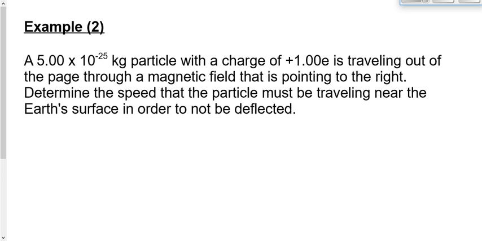Now, I want you to make a couple corrections to this question on your page because there's a couple typos here. Firstly, we're missing the magnetic field. This is a magnetic field that's caused by the Earth, so its value is going to be in that range of 10 to the minus 5. We'll make it 5.0 times 10 to the minus 5. We're also going to change the mass of the particle. Instead of making it 5 times 10 to the minus 25, we're going to make it 5 times 10 to the minus 22 kilograms.